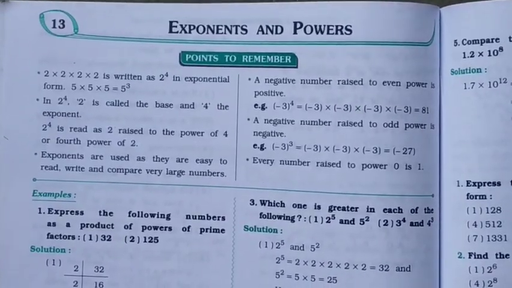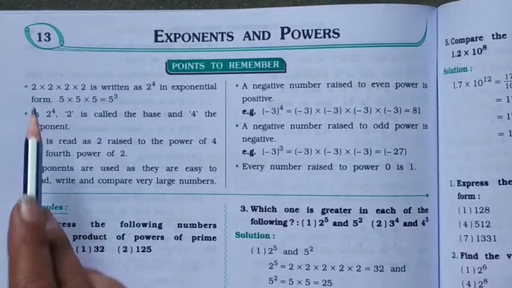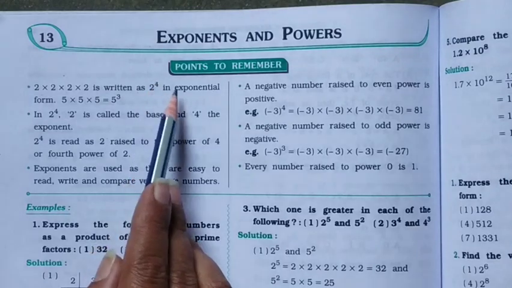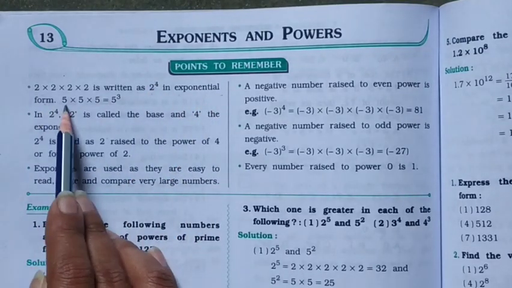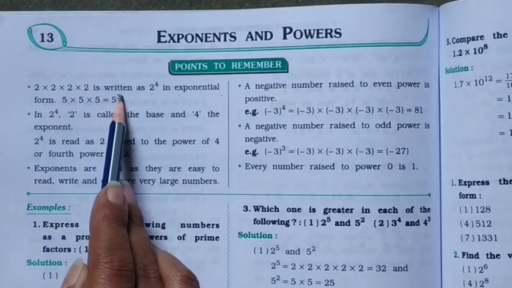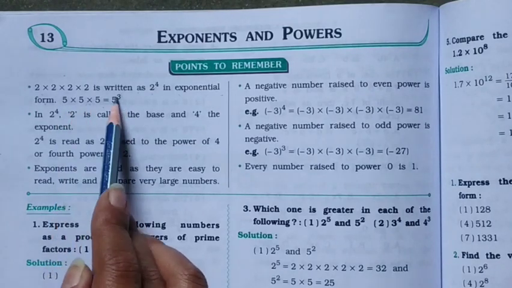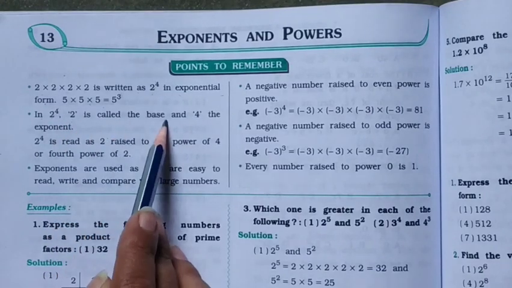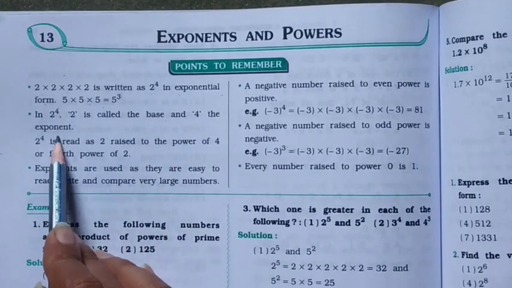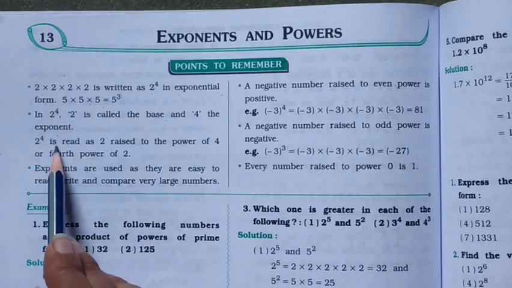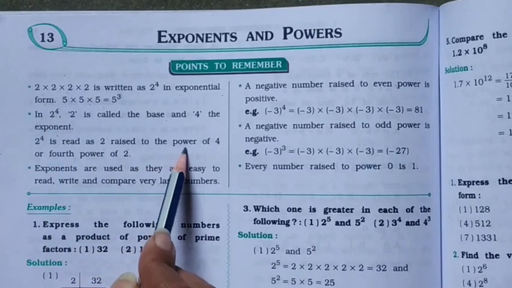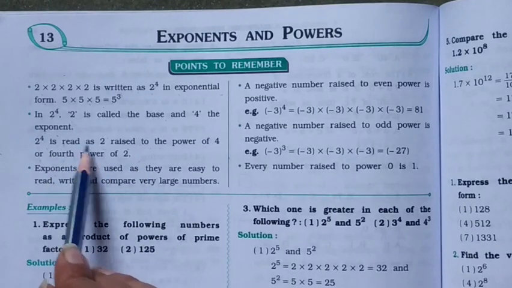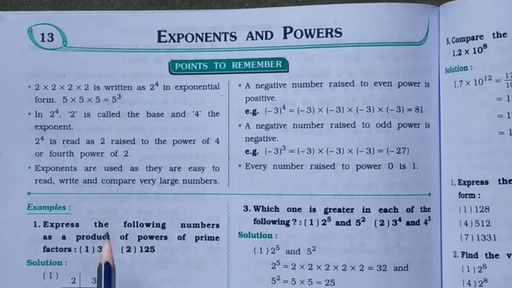The first main point in this chapter is 2 into 2 into 2 into 2. How many times is 2 written? 4 times. It is written as 2^4, which is the exponential form. And 5 into 5 into 5 means 5^3. In 2^4, 2 is called the base and 4 the exponent, and 2^4 is read as 2 raised to the power of 4 or the fourth power of 2.